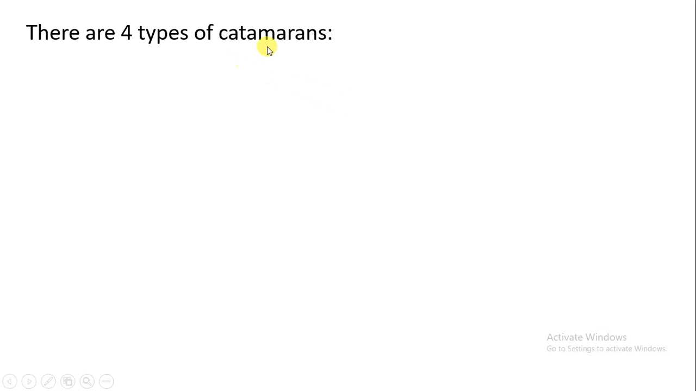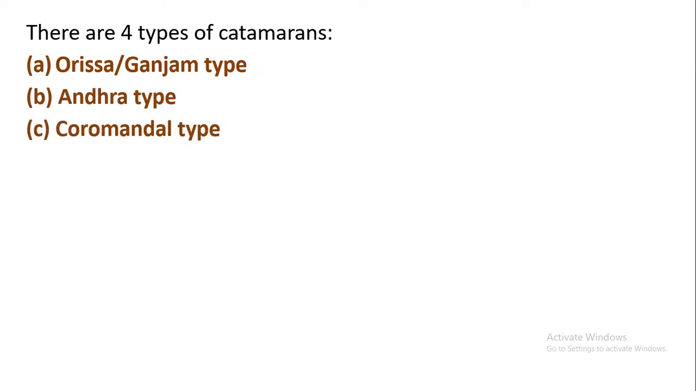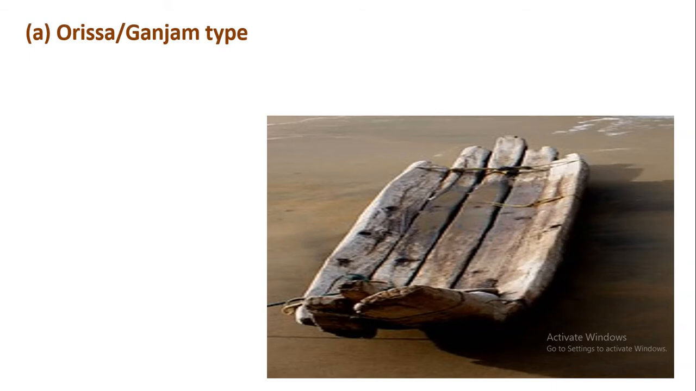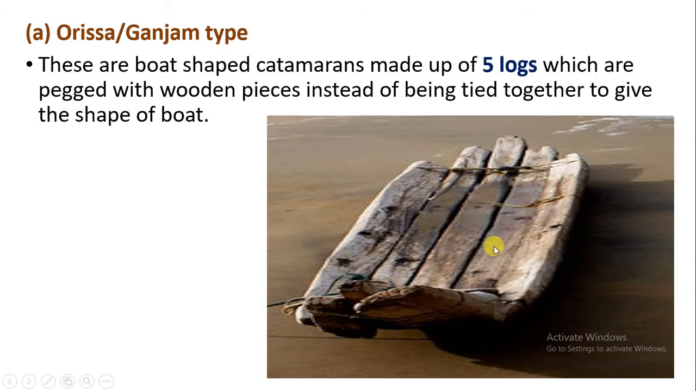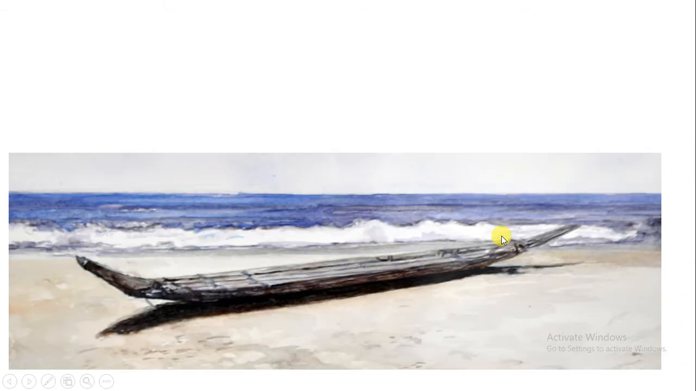When we study the catamarans, there are four types: the Orissa or Jangam type, the Andhra type, the Coromandel type, and the boat catamaran. First we will study the Orissa or Jangam type. This Jangam type catamaran is made up of five logs, which are pegged with wooden pieces instead of being tied together, to give the shape of a boat.